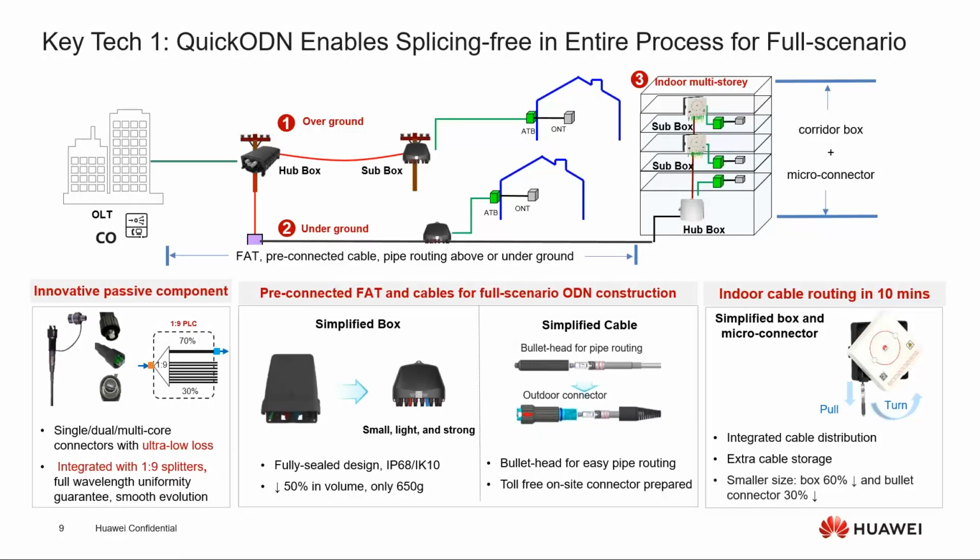This slide shows that all pre-connectors QuickODN solution, which can meet FTTH and MDU, especially duct deployment. For QuickODN, the main products are uneven PLC splitter, unique outdoor-indoor FATs, and pre-connect cables.